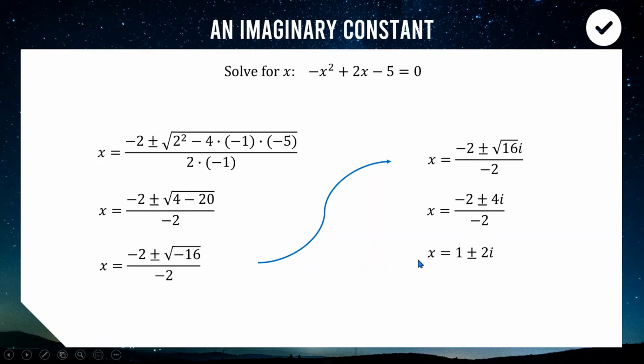So we can see here our complex number has 2 parts. It's got a real part, which is the 1, and it's got an imaginary part, which is the plus or minus 2. So complex numbers don't have to be things with i only, they can also have real components to them.